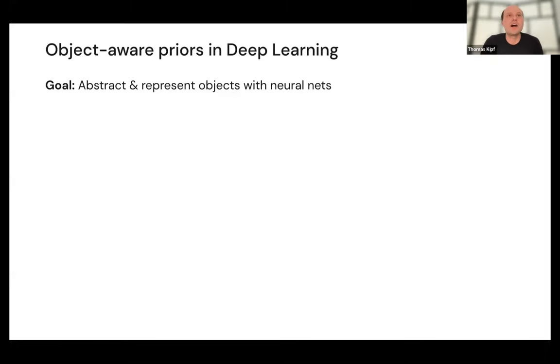All right, so object-aware priors in deep learning. The goal here is really to build neural network models that can abstract and represent objects in their architectures, or somewhere in the model. And one question one might ask is why would this be an interesting goal? Why would we want to do that?